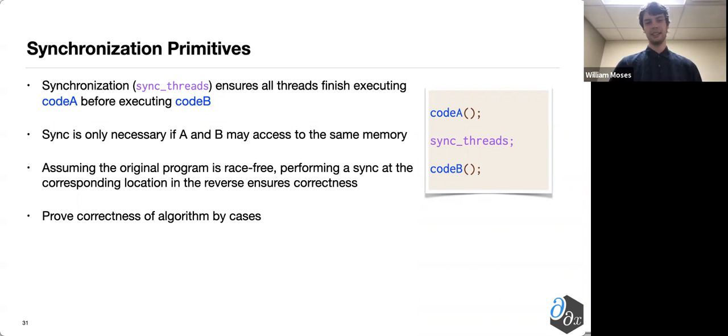We then go ahead and say, if we assume that the original program is race-free, let's try to prove that doing a sync at the corresponding location in the reverse pass will ensure correctness of the overall algorithm, given the types of primitives we talked about earlier. And we go ahead and prove this by the different cases that can occur, of you have a read first and then a write after the fact, and vice versa for all of these. If you're interested in the specifics behind this proof, please come to our supercomputing talk in November or read our paper.